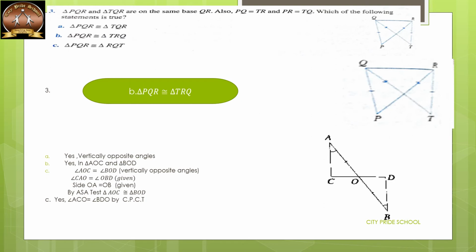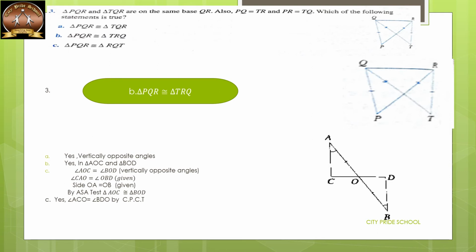They have given different options here. That is, first one is triangle PQR is congruent to triangle TQR, second, PQR is congruent to triangle TRQ, and third, triangle PQR is congruent to triangle RQT. So they want you to know which is the correct way of writing.